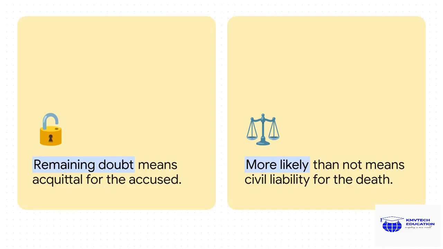However, in a civil case involving those exact same facts, perhaps a wrongful death lawsuit, the court only needs to decide if it is more likely than not that the defendant caused the death. The lower standard is reached even though the criminal standard wasn't. And this is exactly how a person can be acquitted of murder but found civilly liable for the very same death.